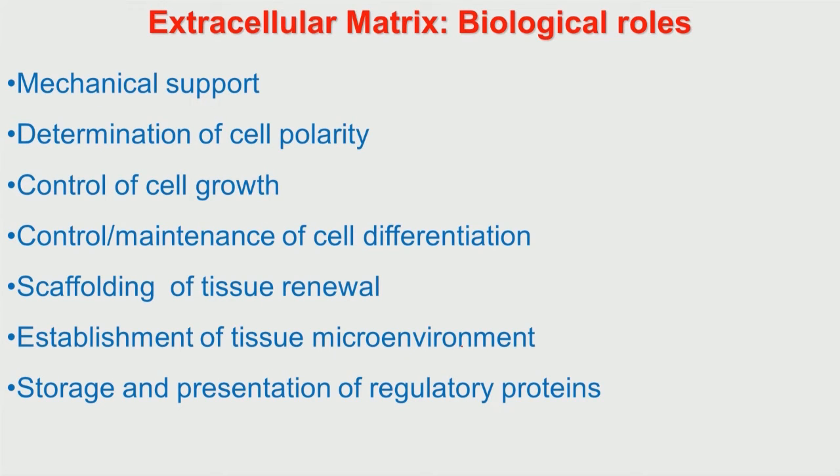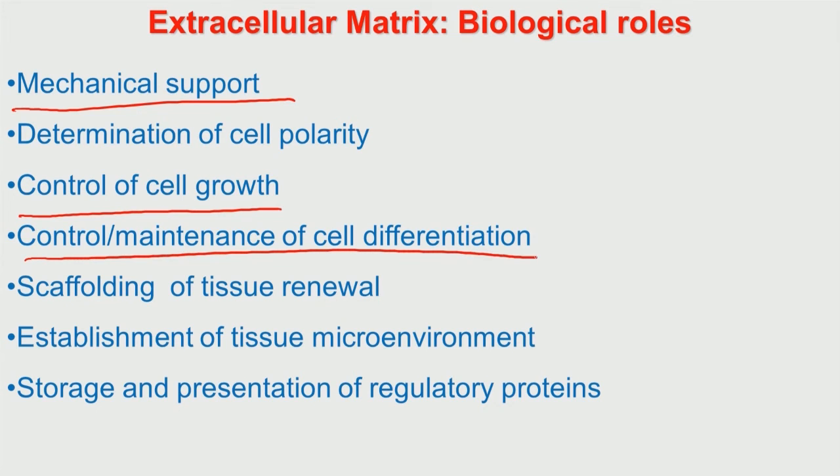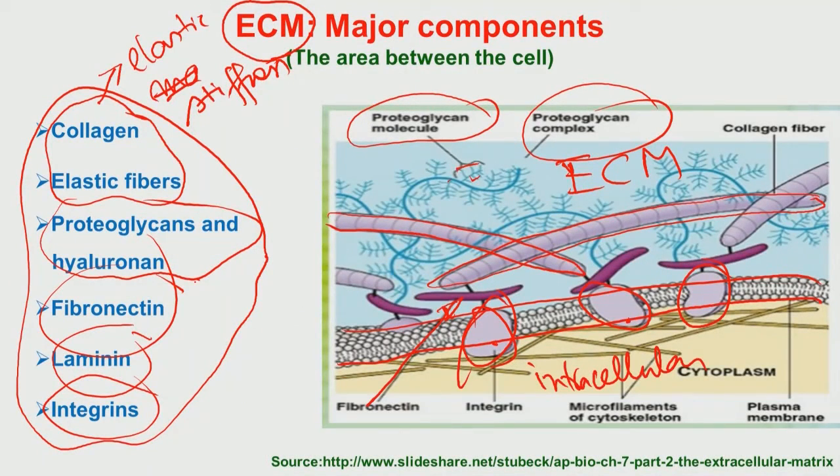So, these are the different roles that the extracellular matrix is expected to play. It provides mechanical support, it also controls cell growth and the maintenance of cell differentiation, and it also establishes the tissue microenvironment. Many of these components of the extracellular matrix are synthesized or secreted by the biological cell itself, and they go outside the cell by a process called exocytosis.